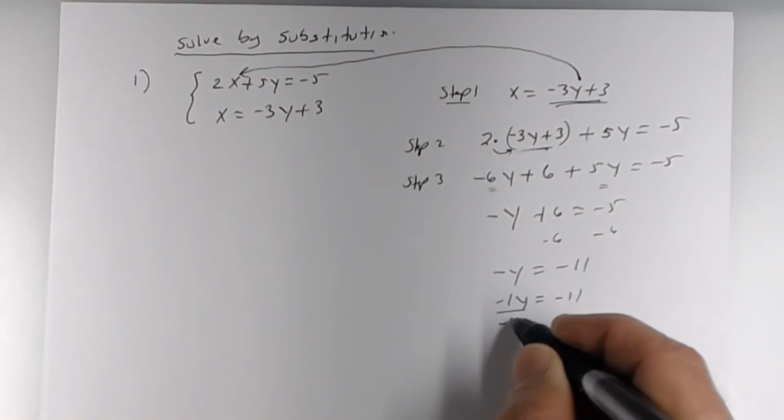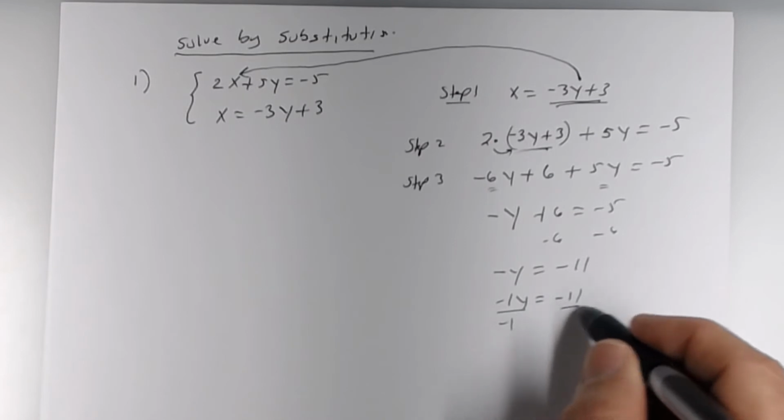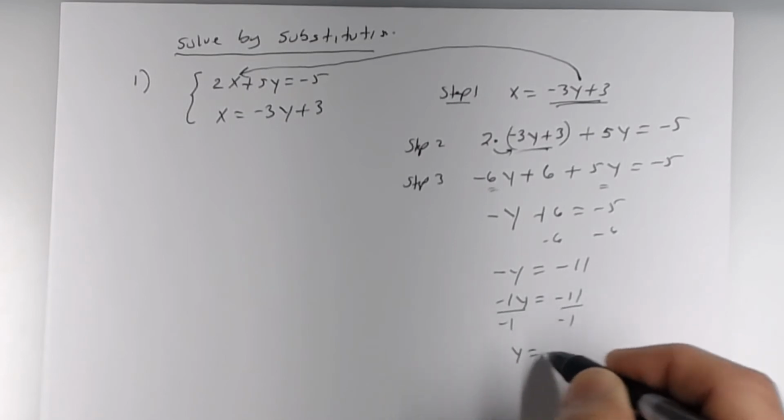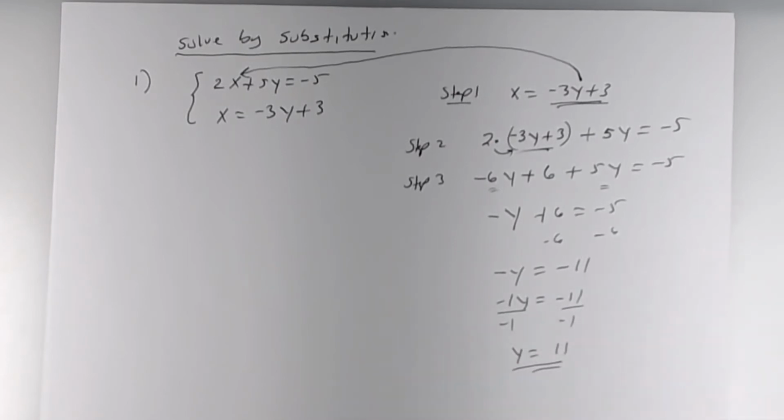And then you divide both sides by the coefficient, which is negative 1. So it's y equals 11. So I found my y value. If I were to graph those two lines, which we're not, but if I were to graph those two lines, they would intersect when the y value is 11. That's what I found.